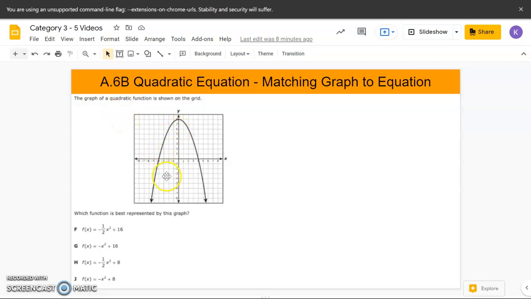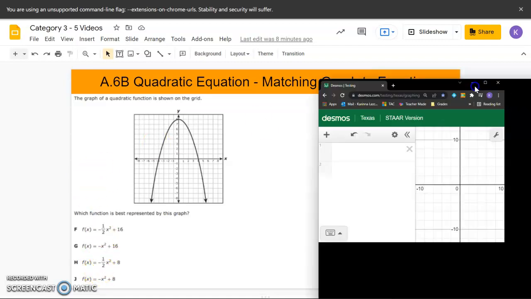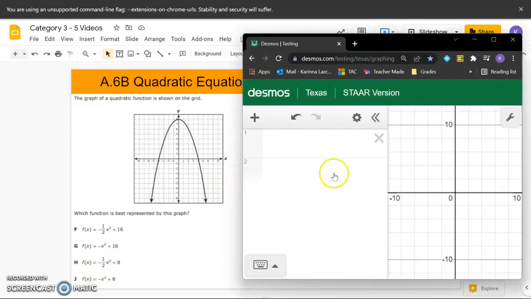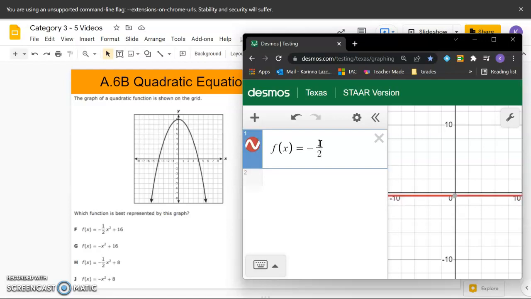So they're giving us a graph here and it's asking which of the functions best represents this graph. So what do we do here? The only thing is we're going to type in what is given here. So let's go with A, which is -1/2 x squared + 16. And we're just going to match these so that they look alike.